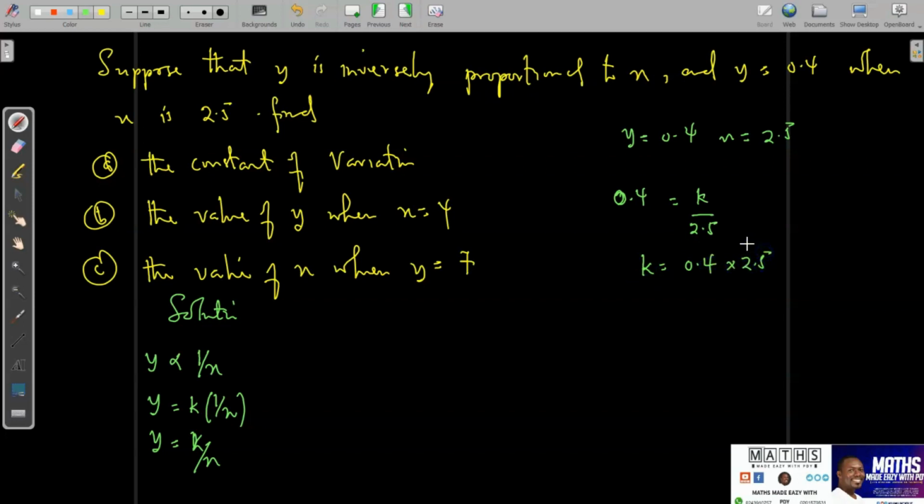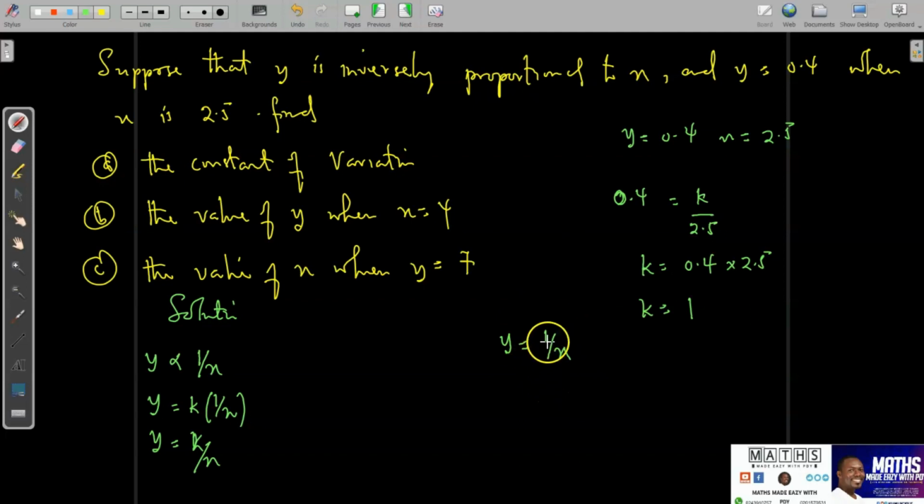Please, what are you getting as an answer? Help me. You get 1, right? So it means our k value is equal to 1. Therefore, our final equation is y is equal to 1 over x, because our k value is actually 1. Please, are you clear with how we've generated our final equation?